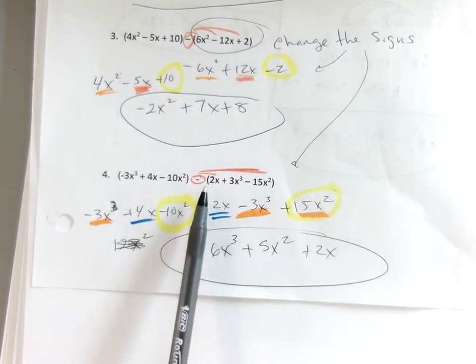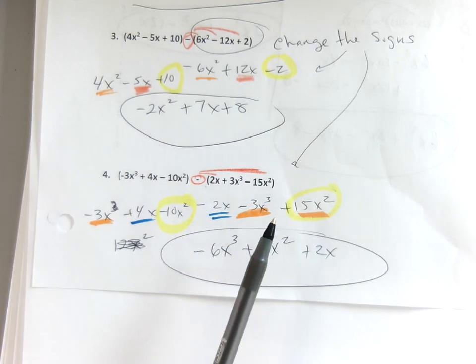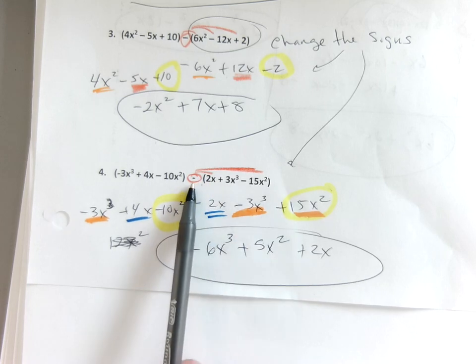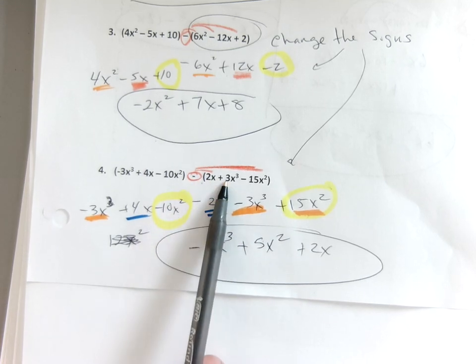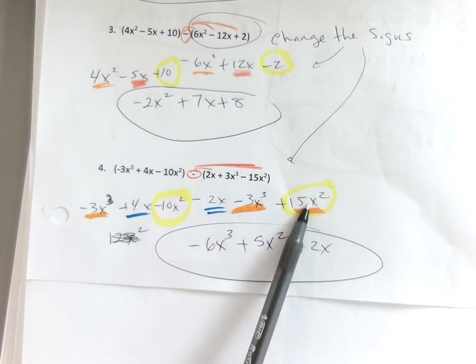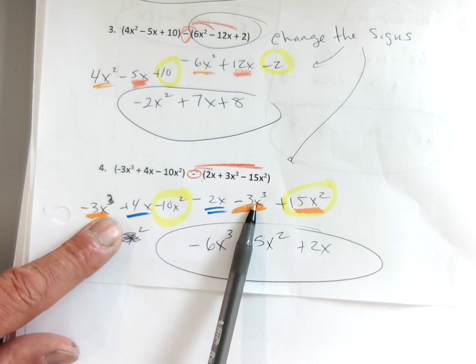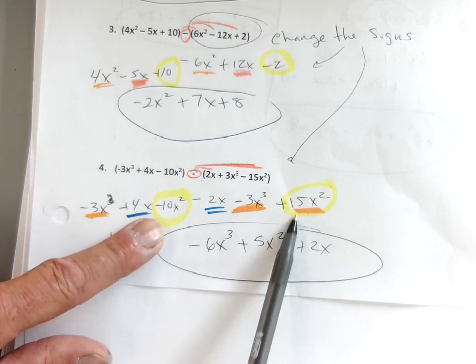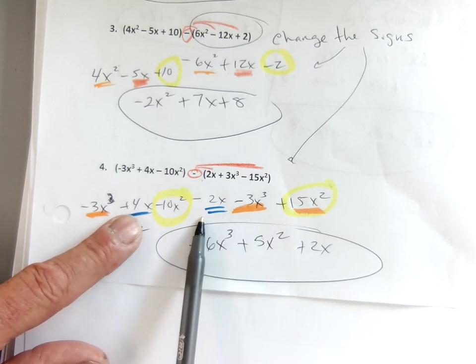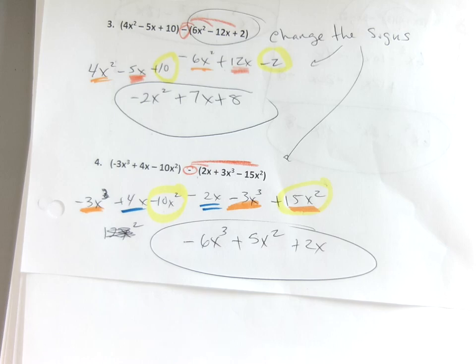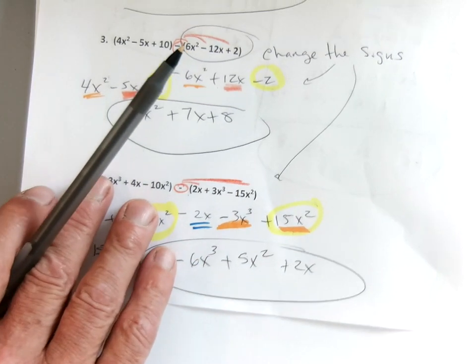Number 4 is the same way, except the things are just out of order. So I combine like terms. First, I brought through the negative 2x, negative 3x cubed, positive 15x squared. And then I combine like terms. So I put the cubes together. That gives me a negative 6x cubed, a positive 5x squared, and then a positive 2x. Okay, just combine like terms, but be careful when you bring through the negative.